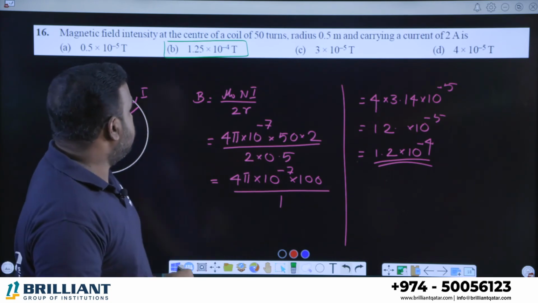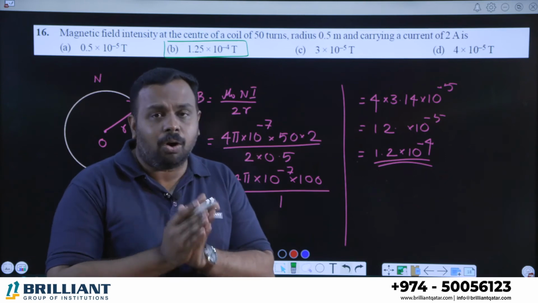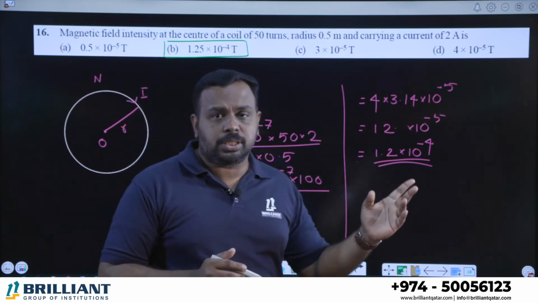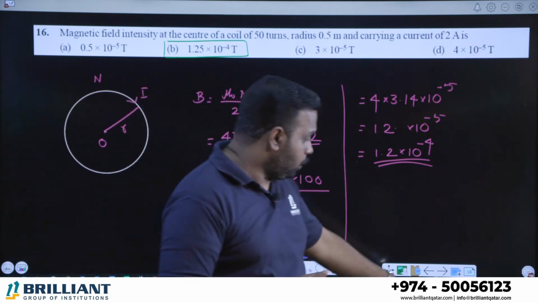Okay, very simple. So we have to recall the formula. You have to study all the formulas from all the chapters. In this chapter, moving charges and magnetism, many formulas are there. Don't be confused. Use the proper formula and do it.